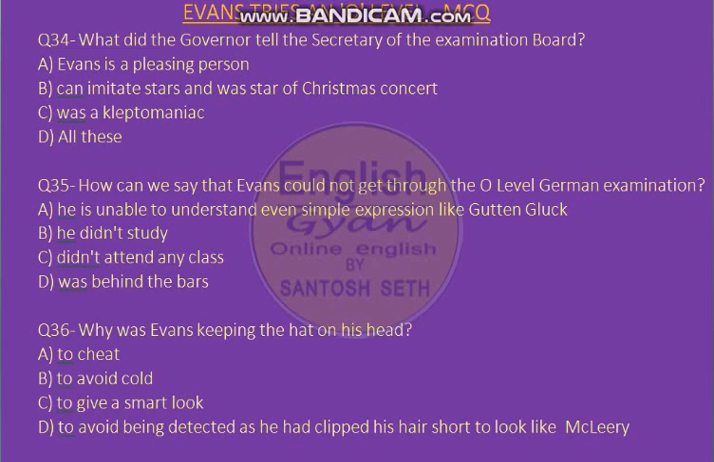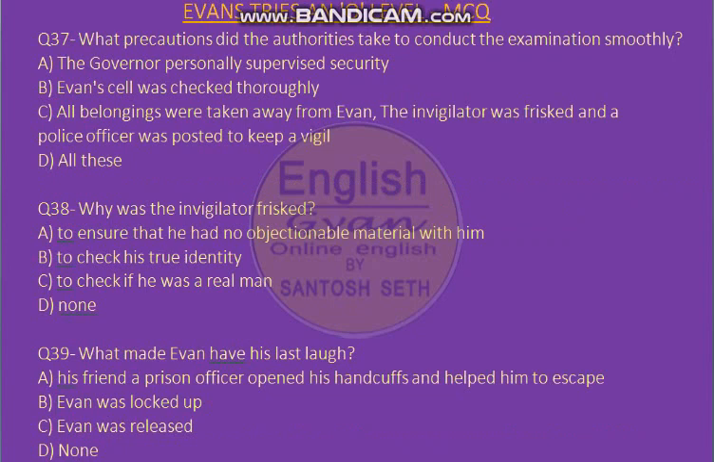Question number 36. Why was Evans keeping the hat on his head? A. to cheat. B. to avoid cold. C. to give a smart look. And D. to avoid being detected as he had clipped his hair short to look like McLeary. Question number 37.